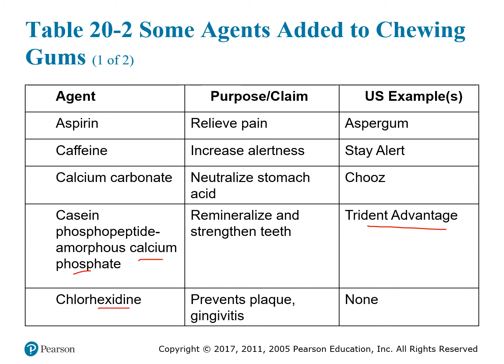Chlorhexidine is obviously an antimicrobial agent, which helps to prevent plaque and gingivitis. I am not a big proponent of putting aspirin in gum. I don't know that this is something that they do as much anymore. To relieve pain would be the reason for doing it. However, aspirin is not absorbed through the tissue. It's more so only absorbed in the digestive tract.